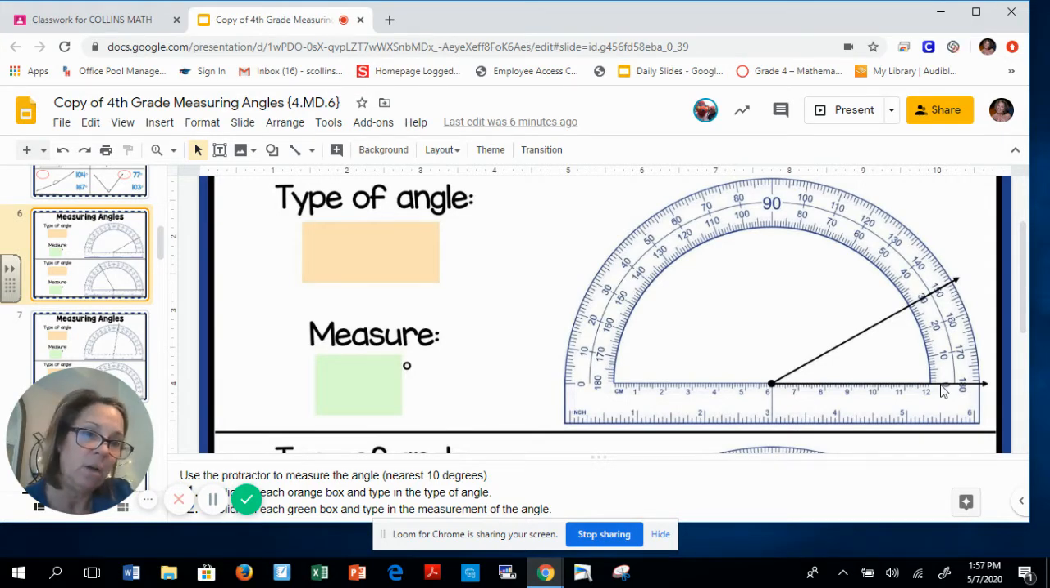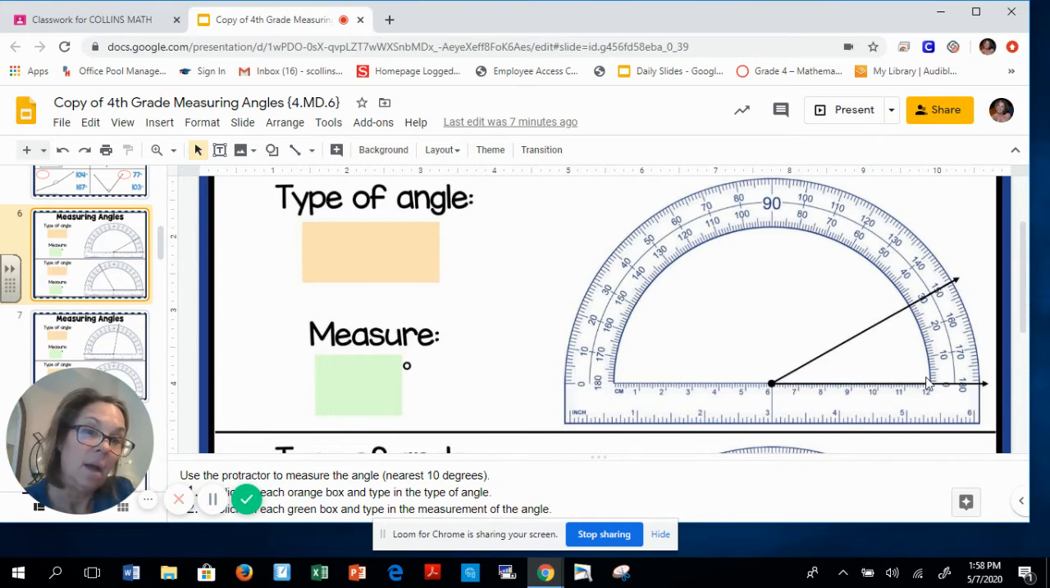So if I look here, I'm going to 0, I'm going to use these inside numbers, and it looks right at the 30. So this is a 30-degree angle. Now the type of angle. Is it an acute, right, straight, obtuse? Well, it's open very small. It's not up here at 90, so I know it's an acute. So you'll type acute here.